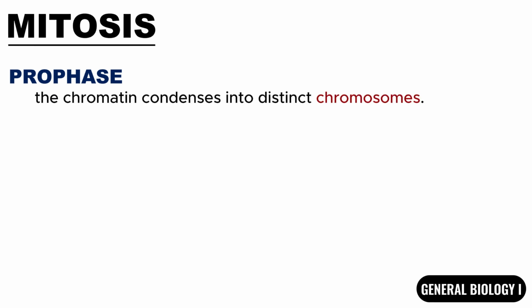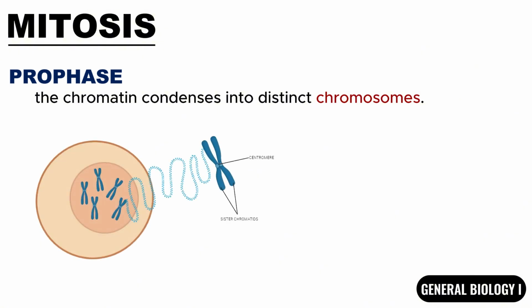The first stage of mitosis is prophase. During prophase, the chromatin, the combination of DNA and protein in the nucleus, condenses into distinct chromosomes. Each chromosome has already been replicated during the S phase and consists of two sister chromatids joined by a centromere.